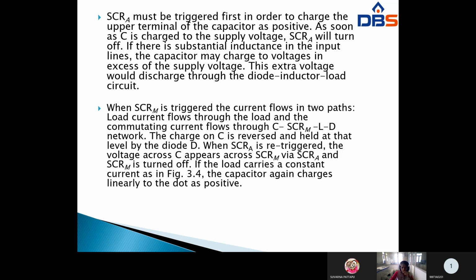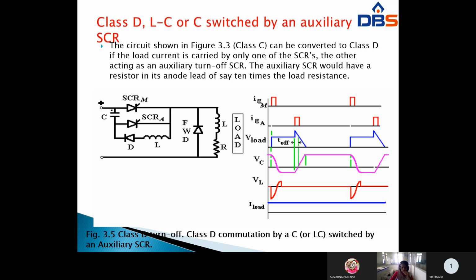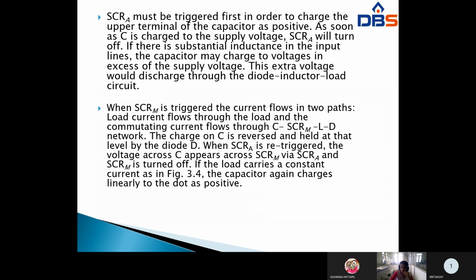So the capacitor may be charged to a voltage in excess of the supply voltage. This extra voltage would discharge through the diode-inductor-load circuit. So this extra voltage will be discharging through the diode and inductor.